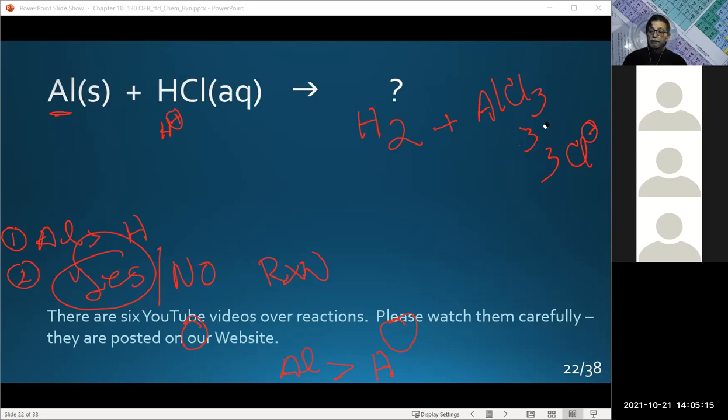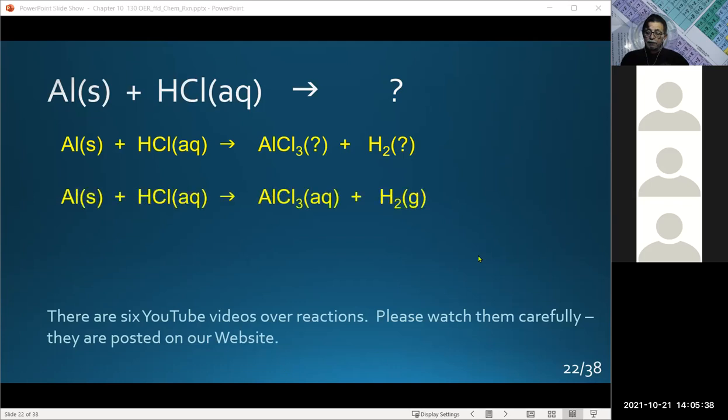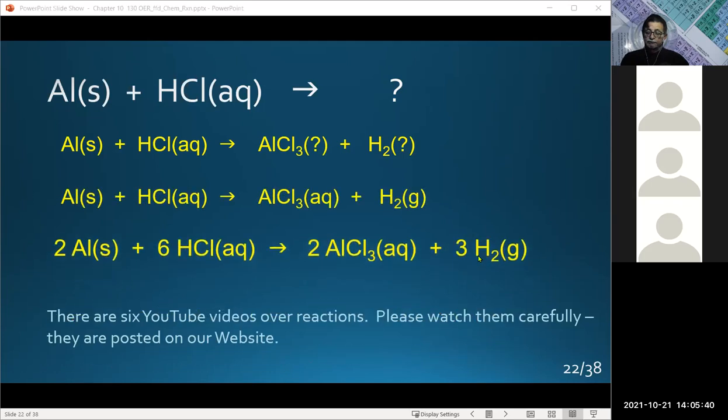Okay. And now we have to balance it. So here's the reaction, a hydrogen gas is being generated. Okay. And then we balance it out. We got the following. Oh, you got the physical states.